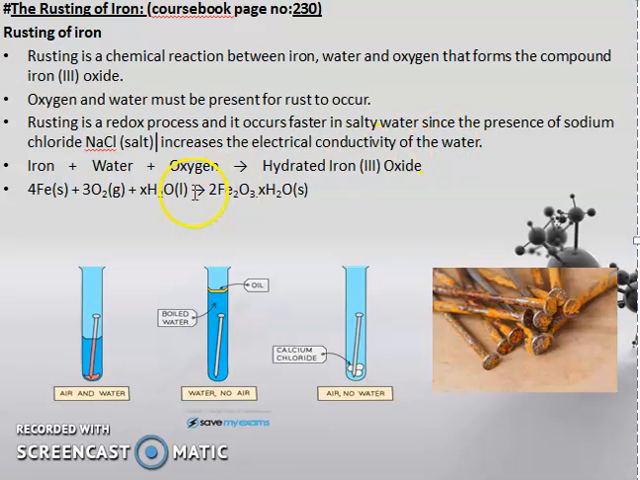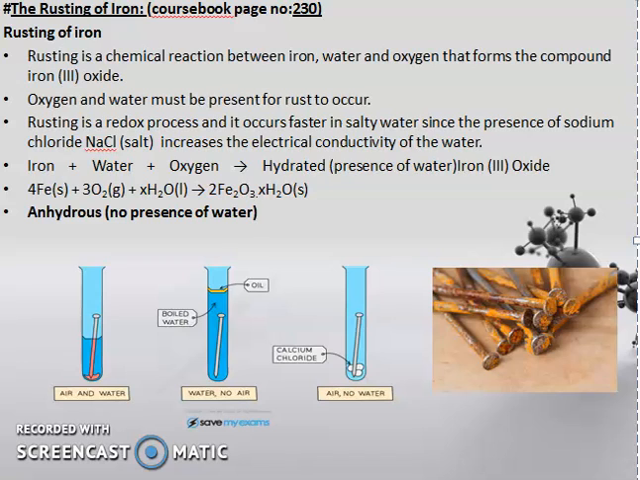Okay, now let's see the reaction. That is iron. What is the symbol of iron? That is Fe. When it reacts with water and oxygen, it gives hydrated iron oxide. Now what is hydrated? Hydrated means in which there is presence of water. In the first video we saw anhydrous. So what is anhydrous? Anhydrous means there is no presence of water. Got it? The meaning of hydrous and anhydrous?